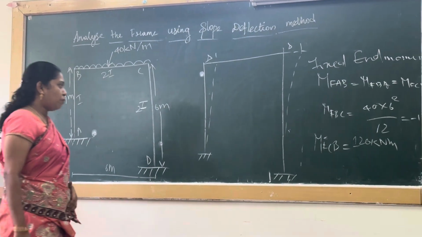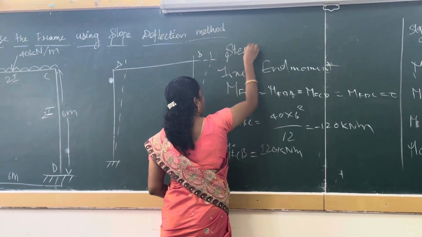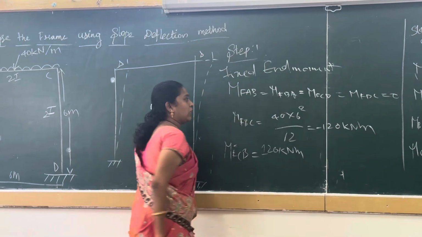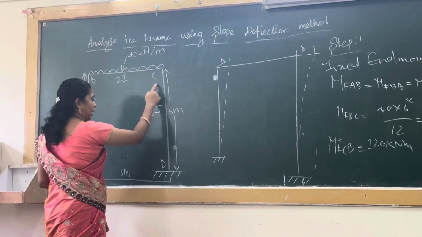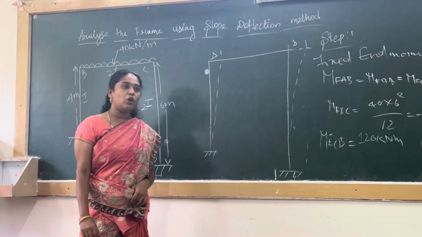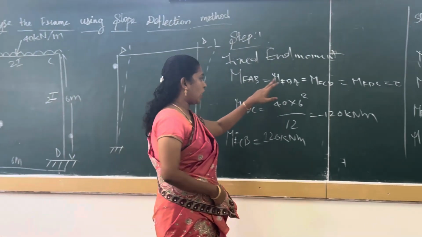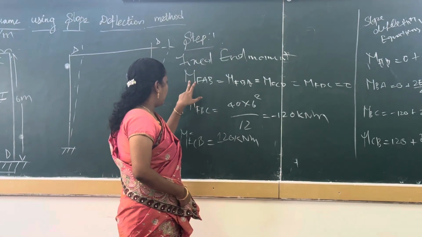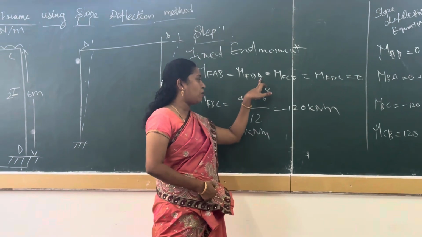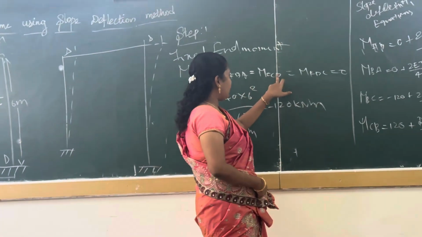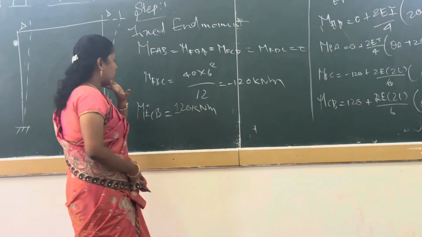So step 1, as usual, we need to find the fixed end moments. In spans AB and CD we don't have any external loads, so the fixed end moments are 0. So the fixed end moment at AB, at BA, at CD, and at BC are all 0.